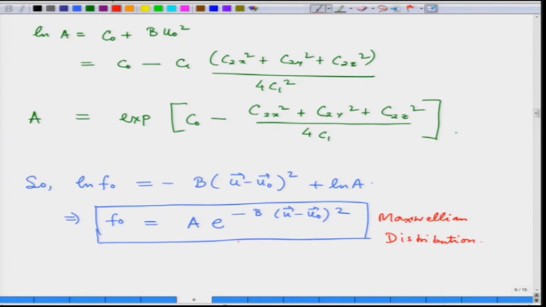Hello. Okay, now in the next step we try to evaluate these three constants a, b and u0. Now first we start by evaluating a. So if you remember, f(u), that is the distribution function, is nothing but the number of particles per unit volume of the phase space.